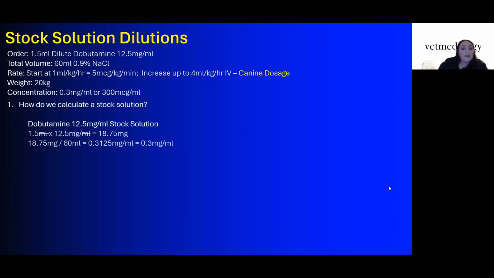So how do we calculate a stock solution? Dobutamine, 12.5 mg per mil stock solution. Basically, the 1.5 mils, we want to go ahead and multiply by the concentration to find our milligrams that are in that 1.5 mils. So 1.5 mils times 12.5 mg per mil equals 18.75 milligrams. And then 18.75 milligrams divided by 60 mils gives us 0.3125 mg per mil or 0.3 mg per mil.